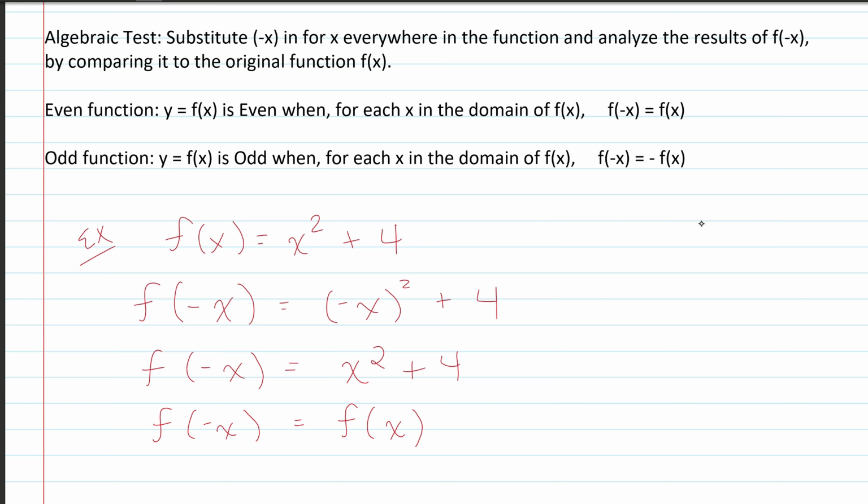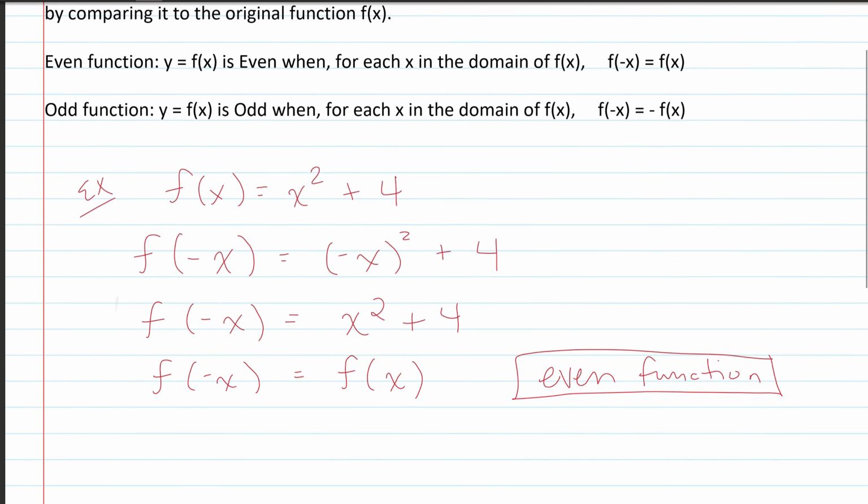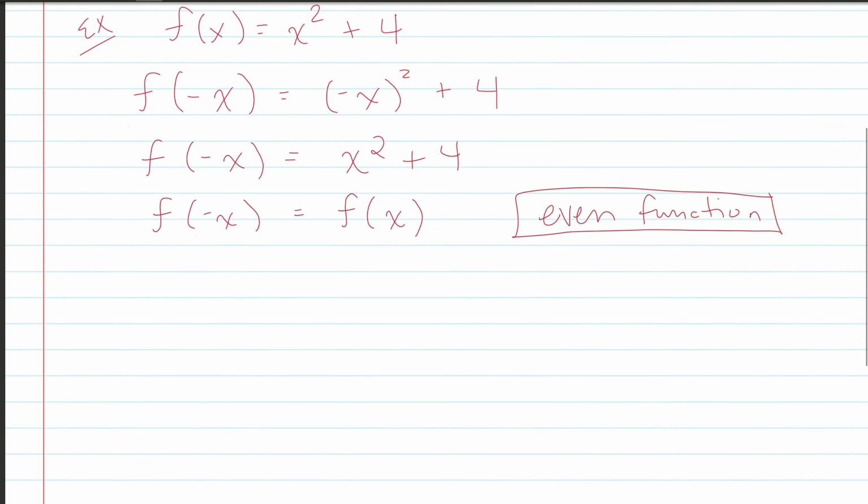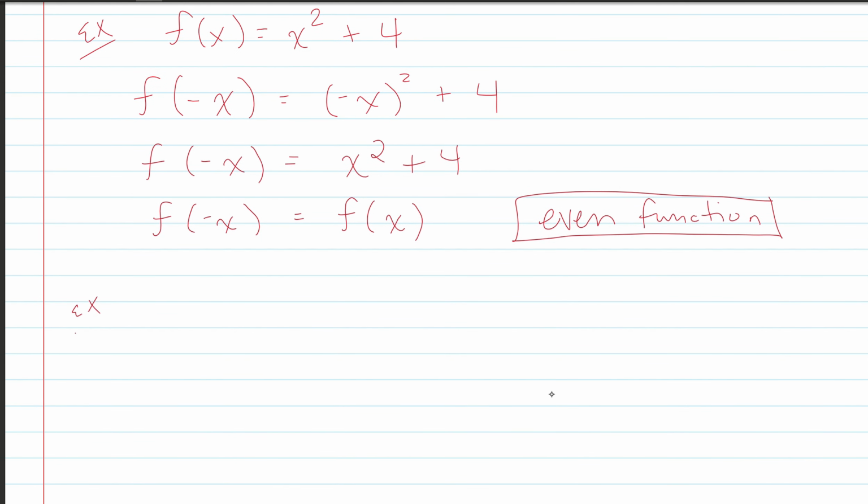Looking up here, it fits the category for an even function. When you plug in a negative x for x, you get the original function back, and we say it's even. So we'll say f of x equals x squared plus 4 is an even function. All right, let's take a look at another example.